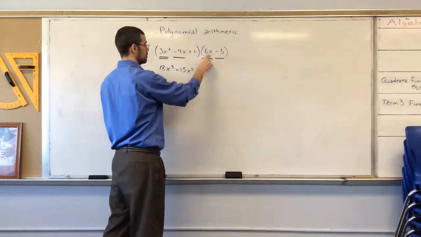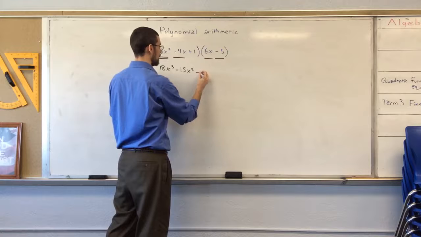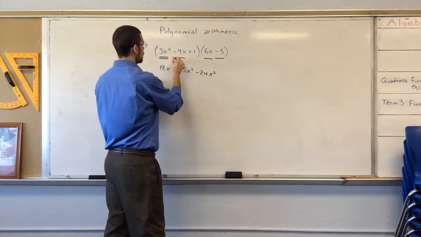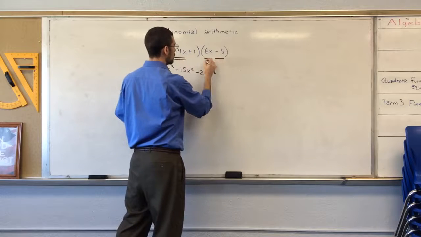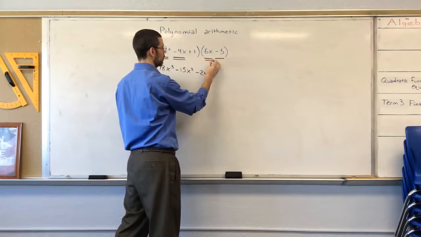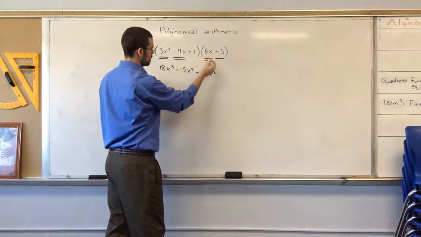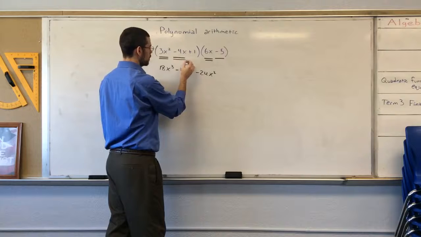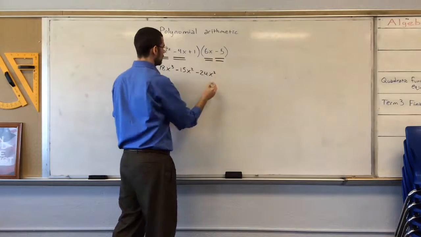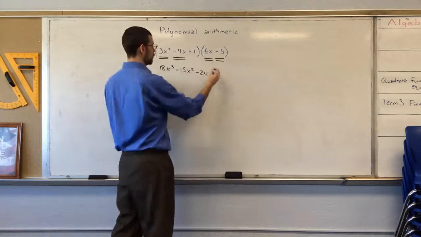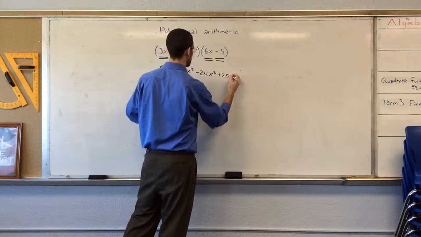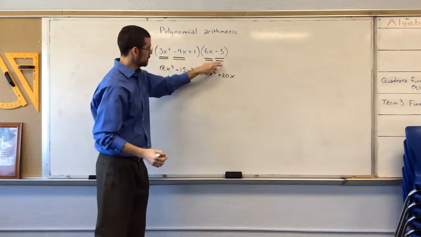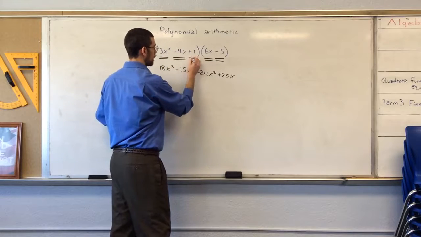Negative 4x times 6x is negative 24x squared. Oh, and I want to underline this or I won't remember. So negative 4x times 6x, that was this term. Now negative 4x times negative 5. Negative times a negative is a positive. 20x. I'm done with that term. It's been multiplied by each of these. Then I go to my last term.